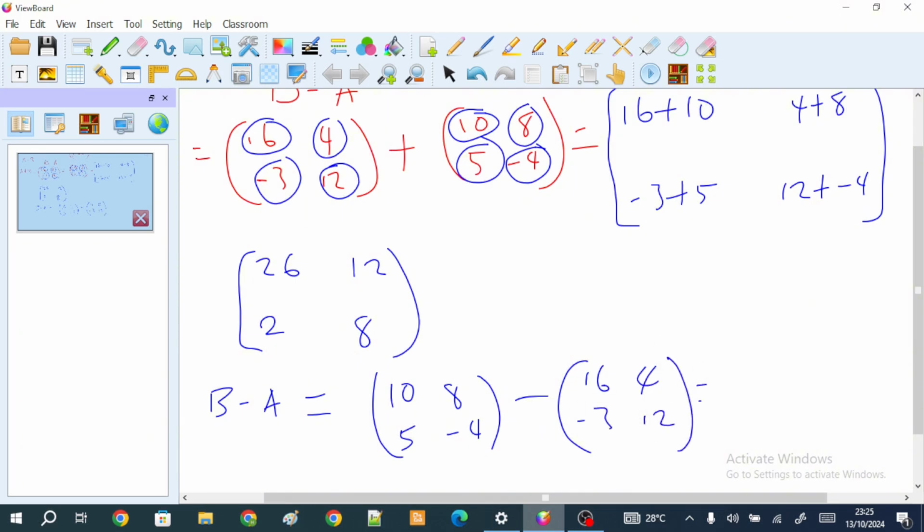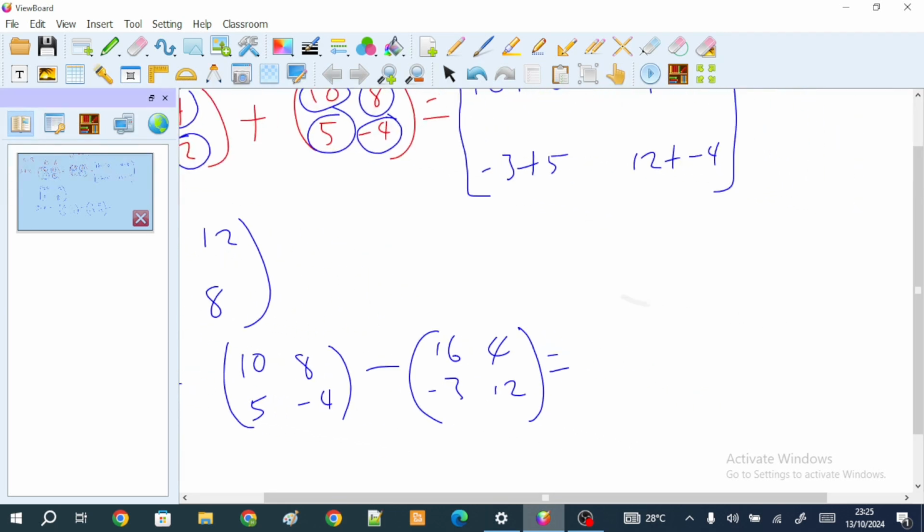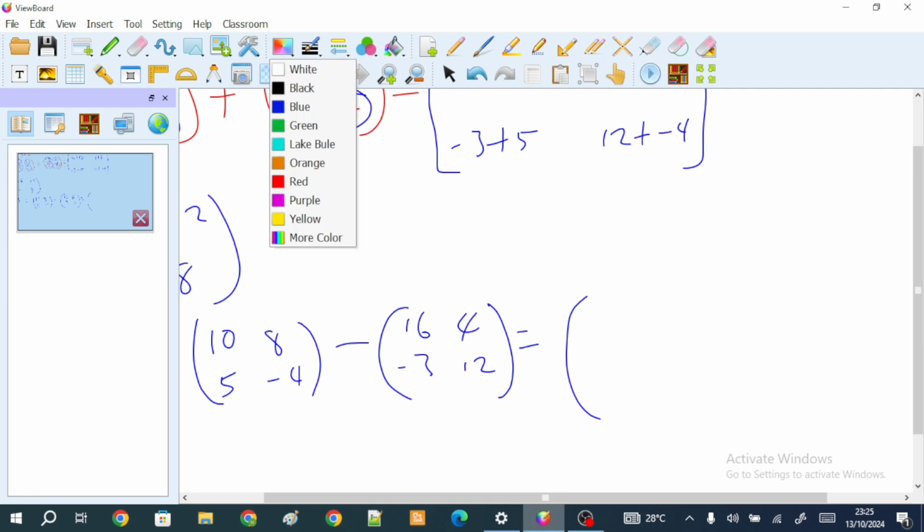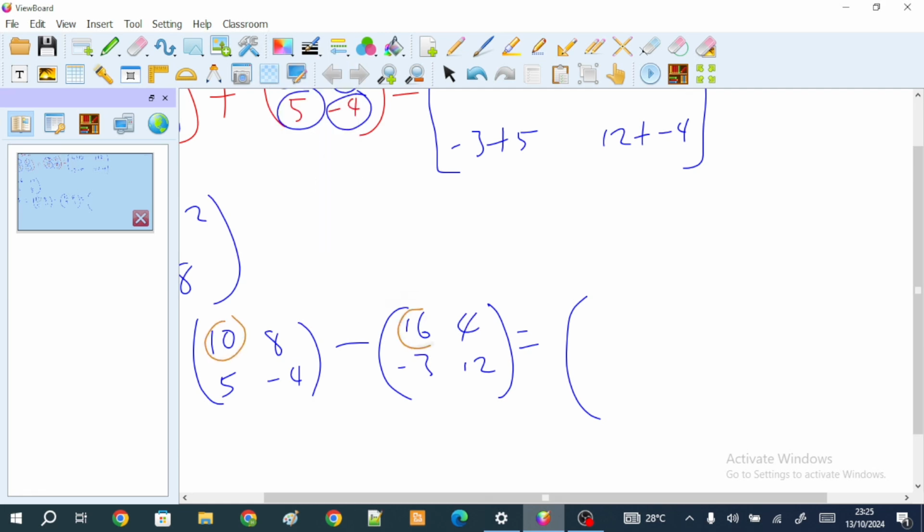Okay, so this is it, guys. What we have to do right now is to subtract elements at corresponding position. The same thing we do for addition, but right now it's just subtraction. So position 1 1, this is position 1 1. So we have 10. The operation is negative, and we have 16. This is 1 2, and this is 1 2. So we have 8 minus 4.